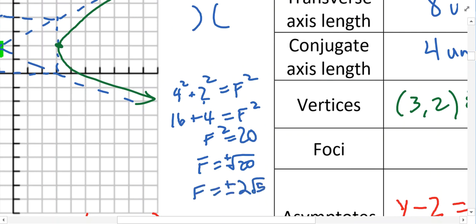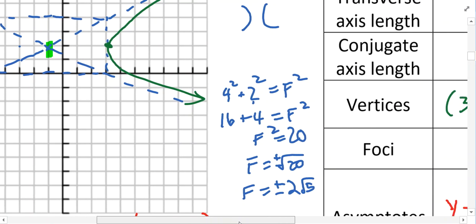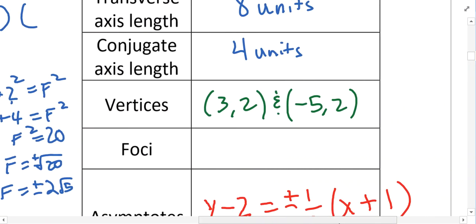Now, we're not going to write our foci as just equal to that because we always write it as a coordinate point. And we're going to move that distance from the center along the x. The reason we're moving along the x is because it's a left-right hyperbola. So I'm going to take that x coordinate, and add plus or minus 2 root 5 to it.